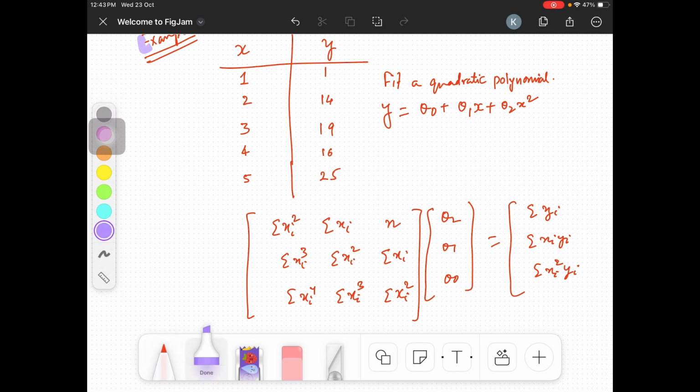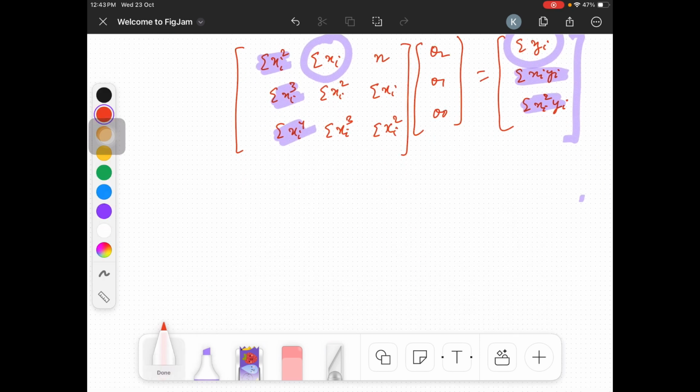We already have columns for xi as well as yi, but for all the others, xi square, xi cube, xi4, these are the columns you have to create, and these two. So let us just try to create these columns. I am going to write the data again. So I have my xi and yi.